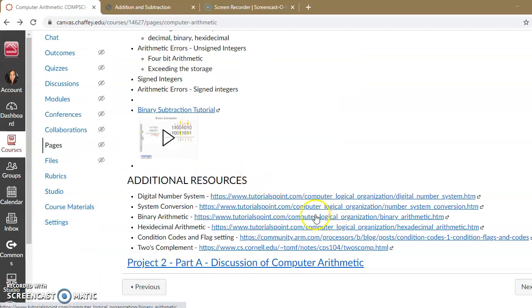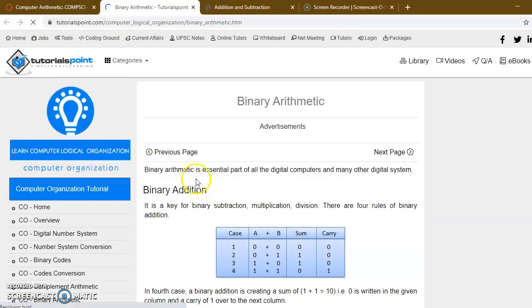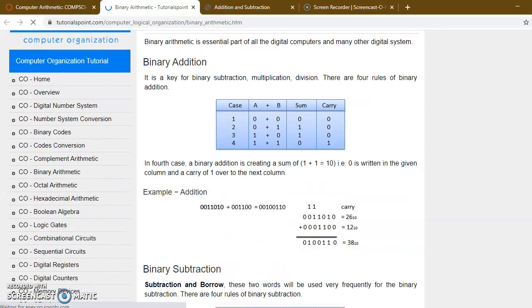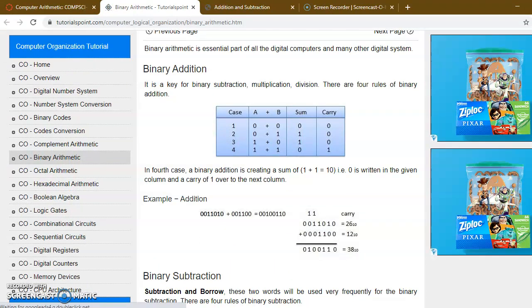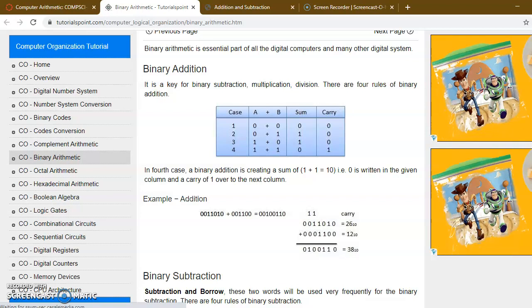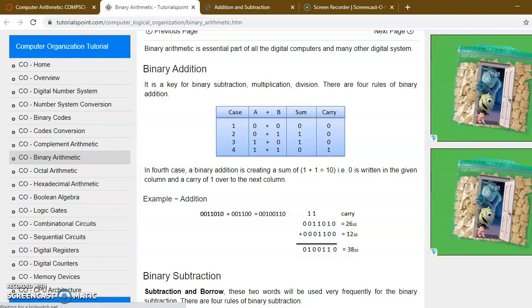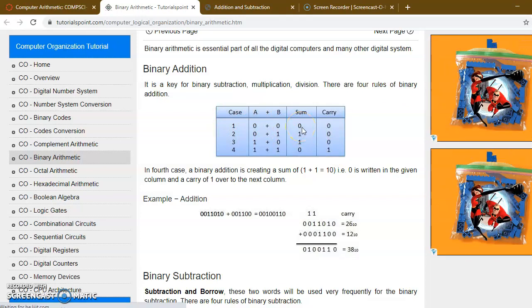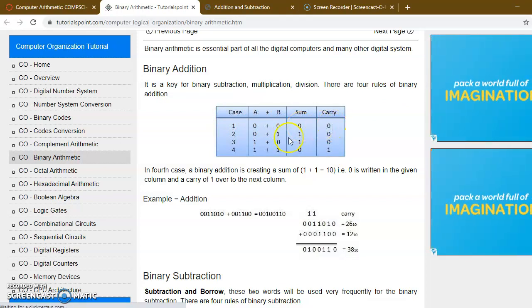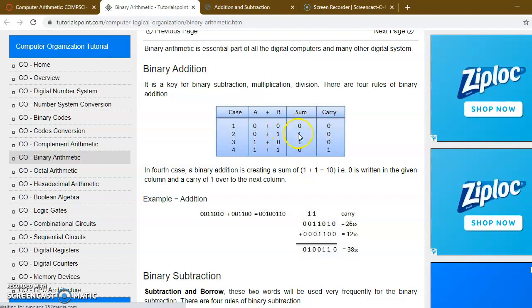let's go back over here to the Canvas page so we can use this tutorial from Tutorials Point to talk about binary arithmetic. Now, in binary arithmetic, the addition follows the same general rules as it does for the decimal numeric system. So we have 0 plus 0 is going to be 0, right? I mean, that one's easy, and we don't have to carry anything.